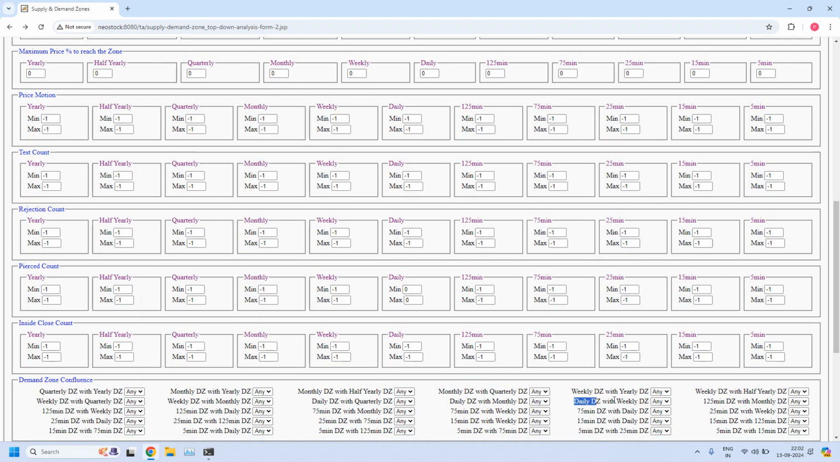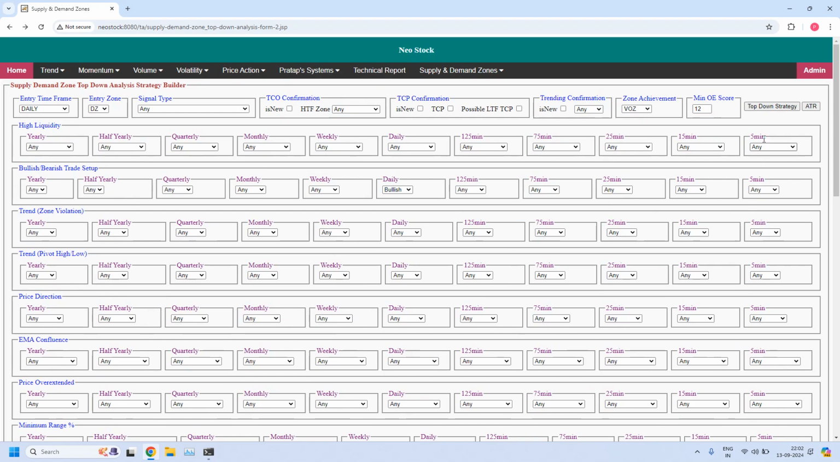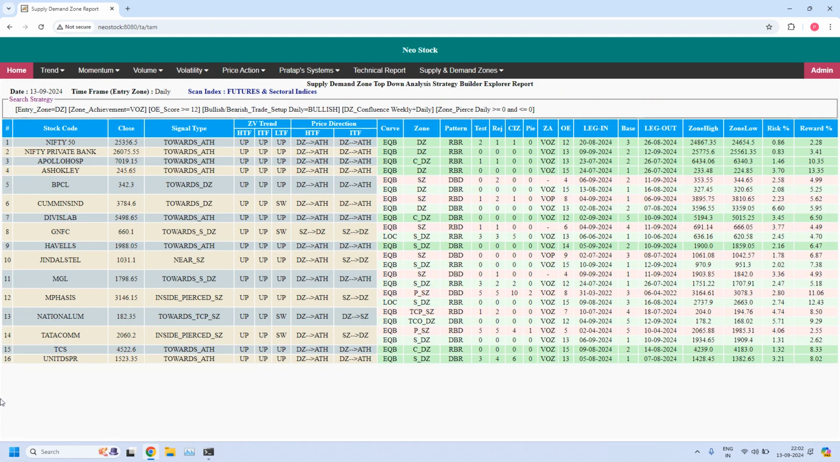So here we have daily demand zone with weekly demand zone. I'm enabling this filter. Now let's verify. Now the list has come down to 16. These 16 stocks are supporting bullish trade setup for monthly income trade, and also daily zones are part of the weekly zones.